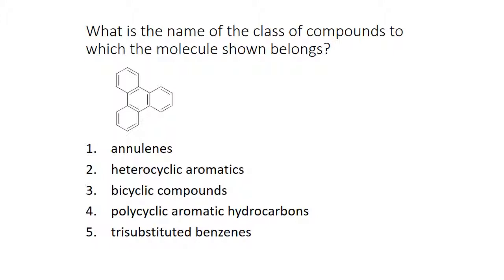What is the name of the class of compounds to which this compound shown belongs? Well, this is an aromatic compound. You can see it looks like a bunch of benzene rings fused together. What do we call this? We call them polycyclic aromatic hydrocarbons.